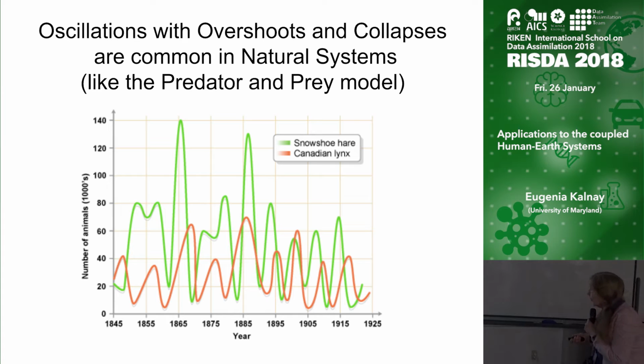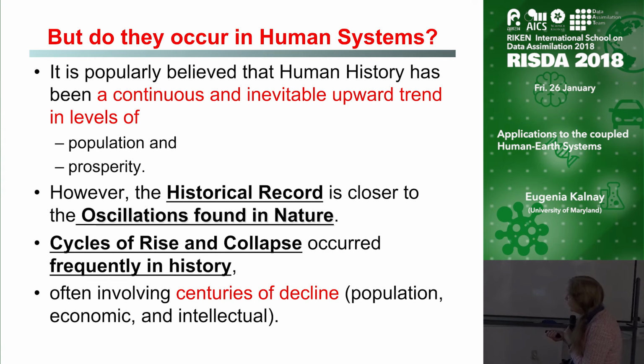And we used a model which is observed in nature, the predator and prey model, and this is the Canadian foxes, whatever they are, in red, and when they grow, the rabbits decrease, and then when the rabbits decrease, the foxes decrease, and so on. So this is a well-known model, and we thought, why not start with that for the human system?